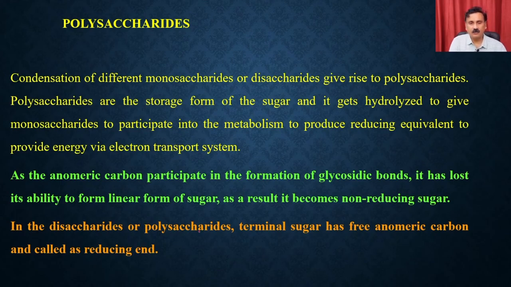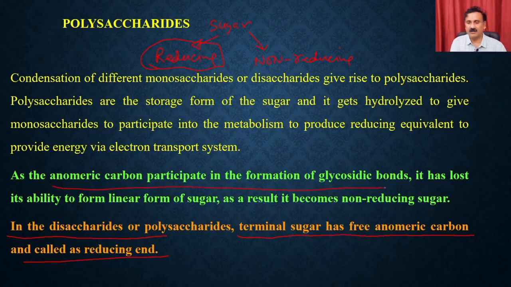If I want to know whether a particular sugar is reducing or non-reducing, you can have two different types of sugar: reducing sugar or non-reducing sugar. What is meant by reducing sugar? In the case of disaccharides, the terminal sugar has the free anomeric carbon and is called the reducing sugar. Whereas in the case of polysaccharides, as the anomeric carbon also participates in the glycosidic bond, it has lost its ability to form the linear sugar. As a result, it becomes a non-reducing sugar.